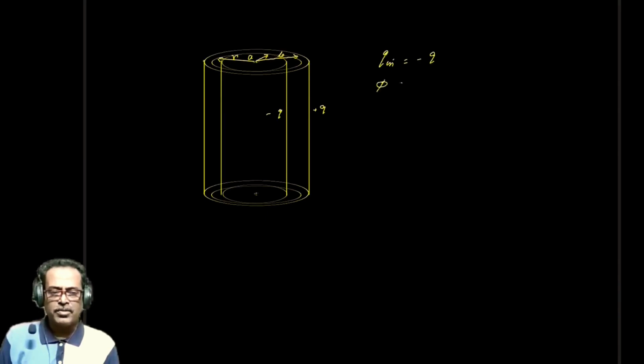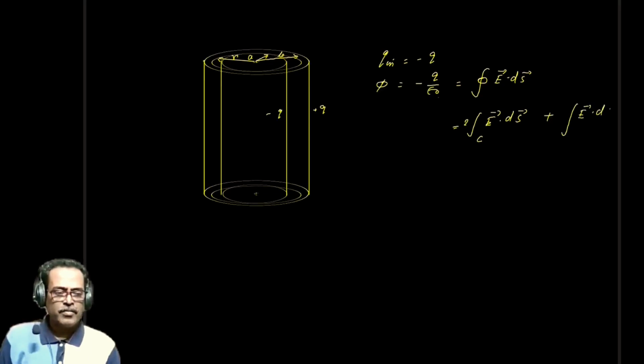Therefore, flux phi is equal to minus Q by epsilon 0, and that is equal to the closed integral of E dot ds. It can be split into three surfaces: the two circular faces, E dot ds, and E dot ds of the curved surface. Now it is clear that all the flux crosses the curved surface normally, that is, the direction of the field and the direction of the surface S in the curved surface are parallel, but the direction of the circular faces and the direction of the electric field are perpendicular to each other.